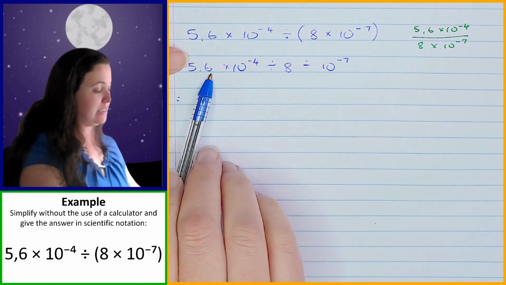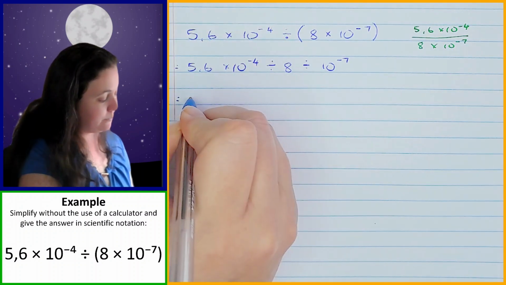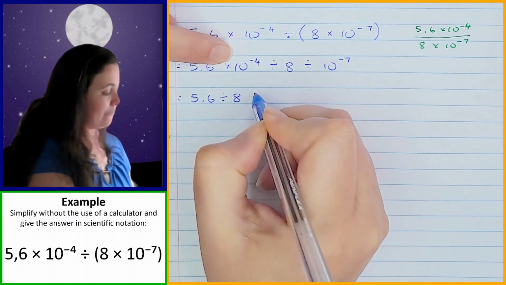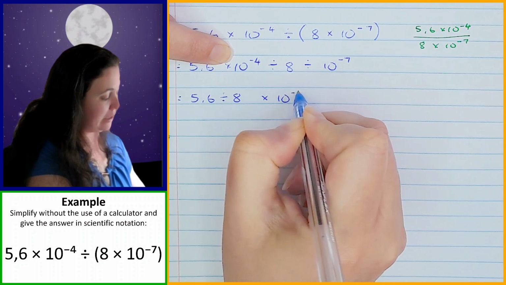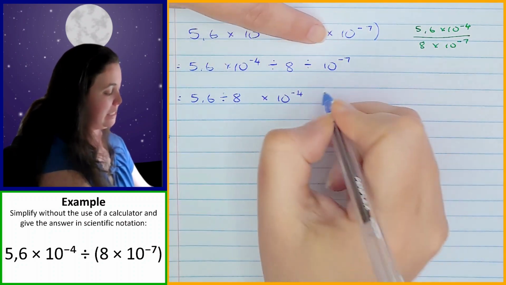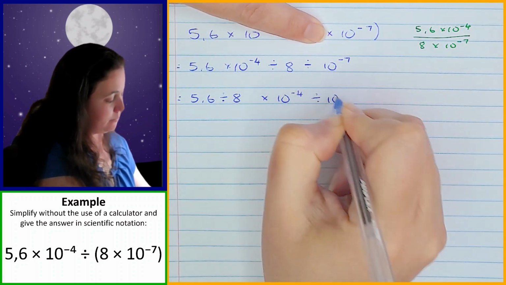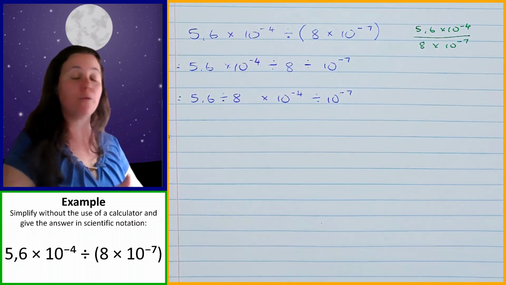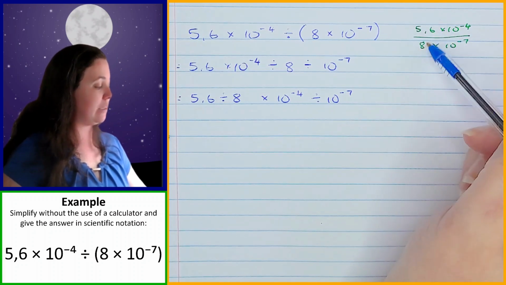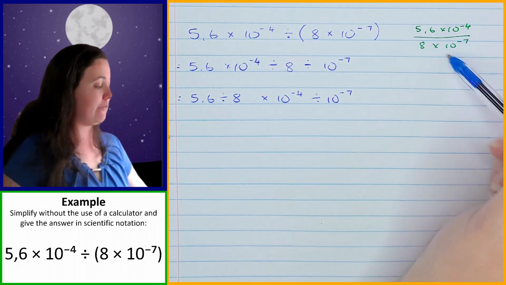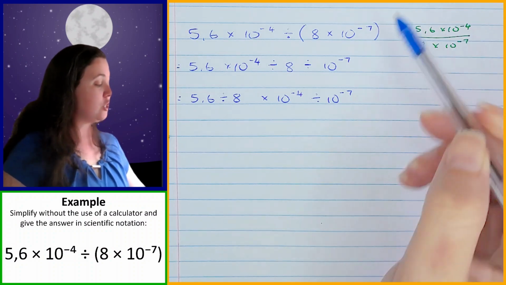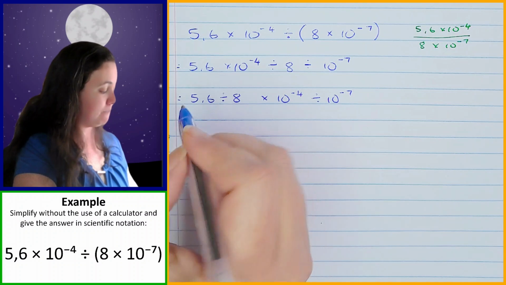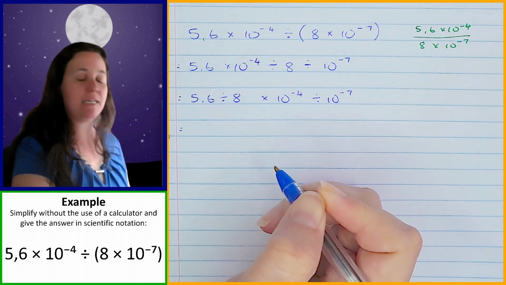So I've got 5.6 that I'm dividing by the 8. And then I've got times 10 to the power of negative 4, which I'm going to be dividing by the 10 to the power of negative 7. Now remember, if we were doing it in the fraction over here, I would be able to do it grouped like that. I'd be able to say, I'm dividing those, and I'm going to simplify those because they have the same base. So I'm not doing anything that I'm not allowed to do. I'm just writing it a little bit differently.